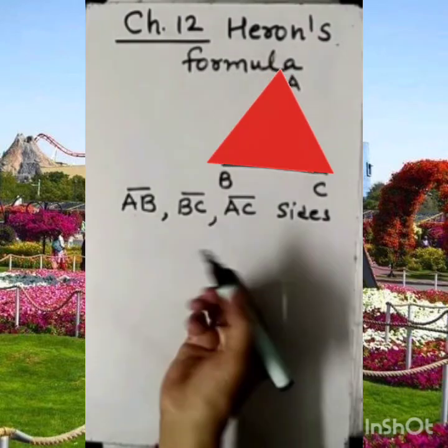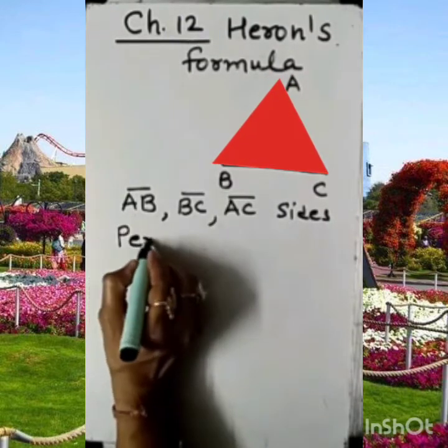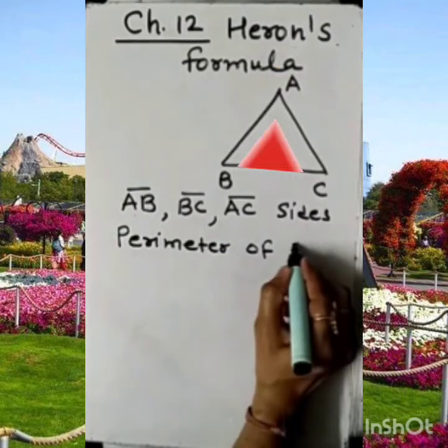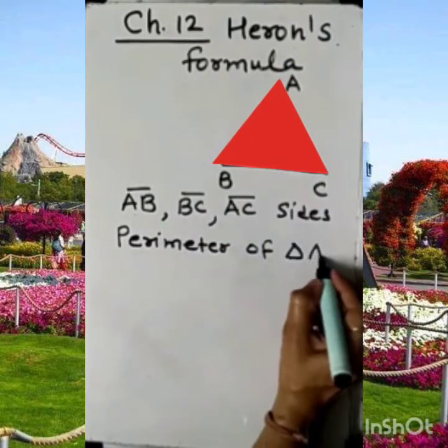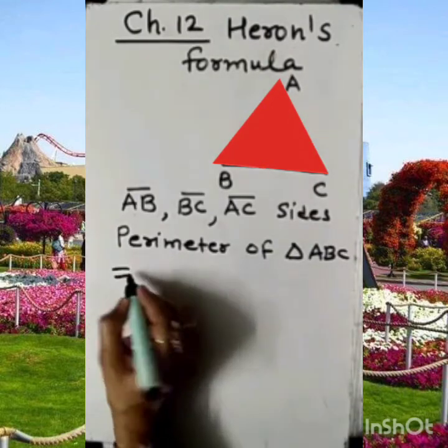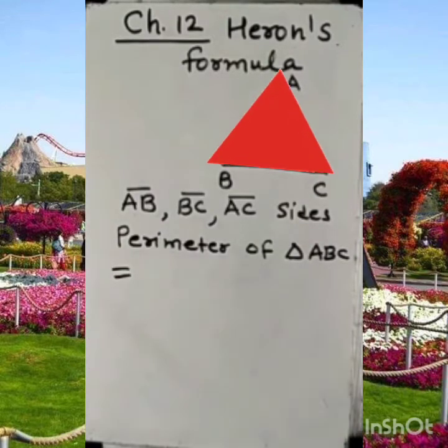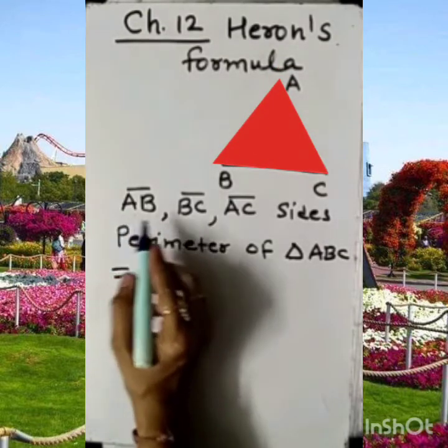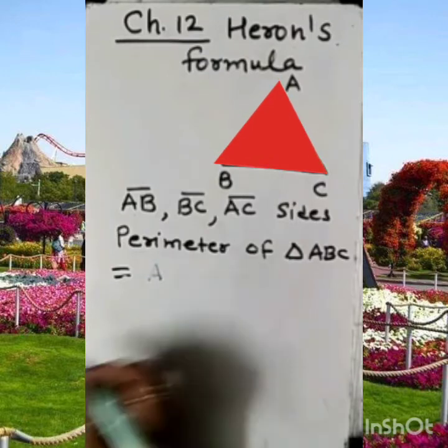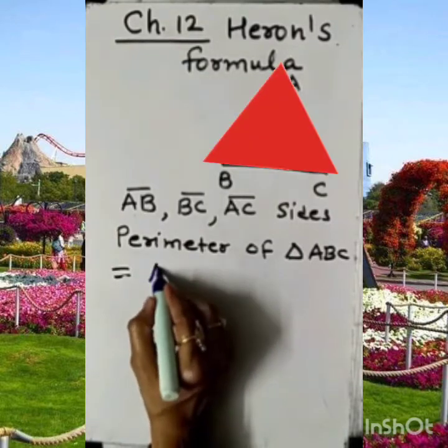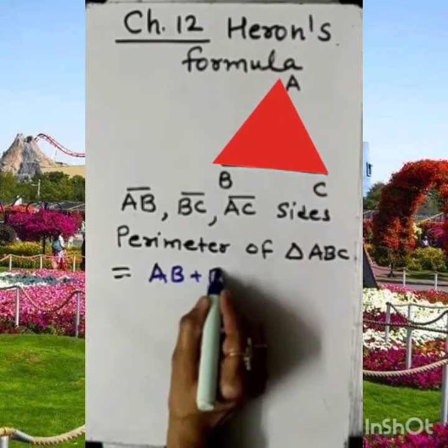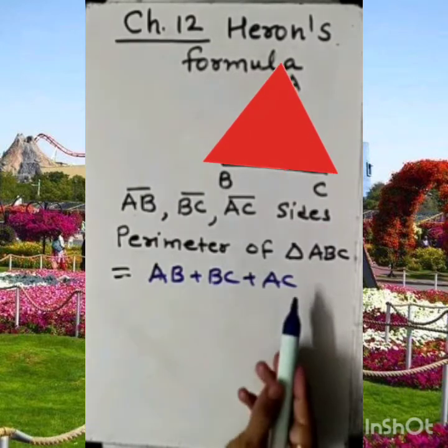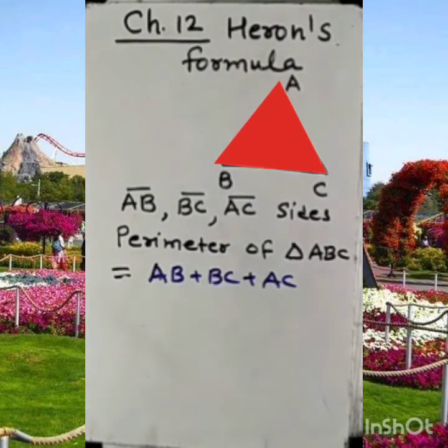If I ask you, what will be the perimeter of this triangle ABC? Perimeter means the sum of all three sides. So the sum of all three sides is AB plus BC plus CA or AC. This indicates the sum of three sides.